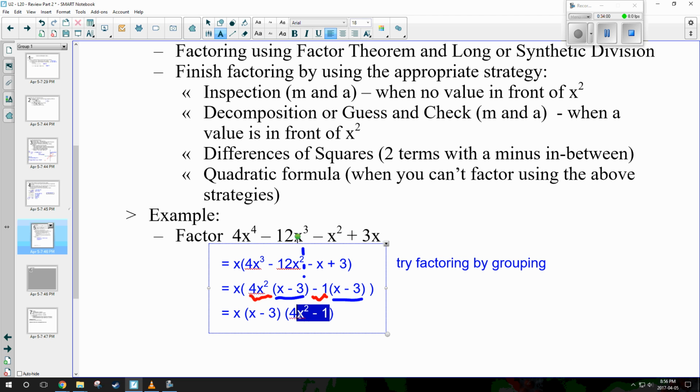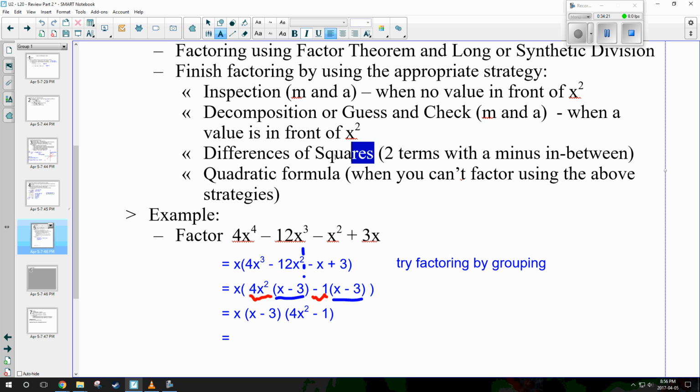Now that we've done that, we see that we have everything broken up here in brackets. But looking at this bracket here, we still have an x squared. And remember, you're not done factoring until we no longer have any exponents on our x's. So we have to see if we can keep going in terms of being able to factor this. Looking at this, we only have 2 terms here, and there is a minus in between. So we look back at our strategies. Remember, that's our difference of squares. So we can use difference of squares on this one because it meets our conditions of 2 terms with a minus in between.